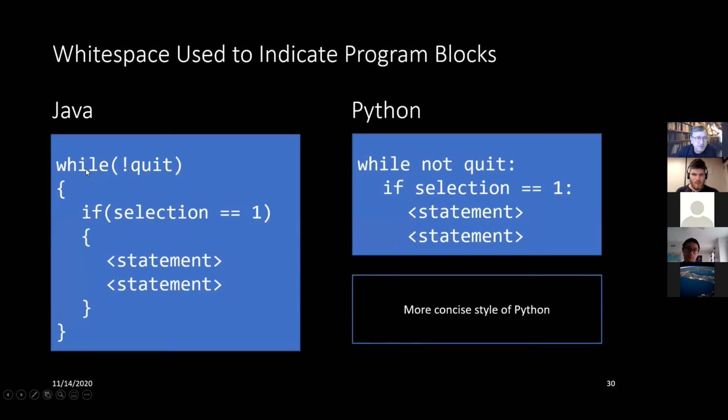Java, while not quit, if selection equals 1, we do something. Okay, so we would have an if else, if something's true, else we could continue this. But this is just the basic idea of having something within the while and something within the if. Here in Python, the indentation tells us that the if statement is within the while. And the next level of indentation tells us that these two statements are within the if statement.